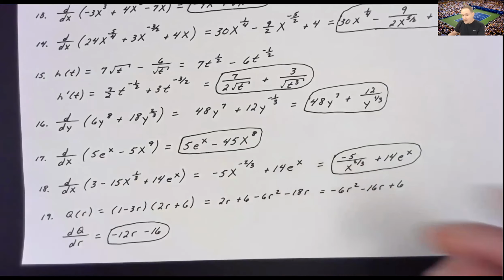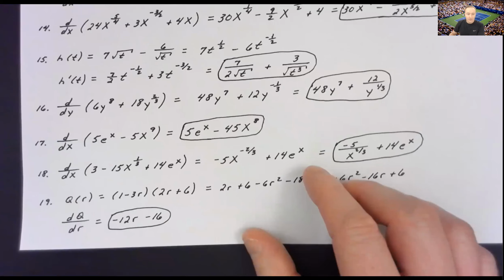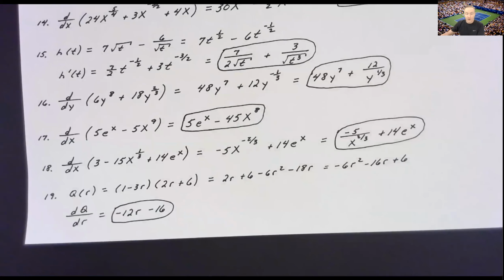Now, does it matter if we're giving you functions q in terms of r and asking you to take the derivative? No. But what does matter in number 19 that makes it tricky is that we don't know how to handle the derivative of a product just yet. That's actually the next section. We'll talk about the product rule. For us at this point, we only know how to take the derivative of terms when they're not being multiplied, divided, or raised to a power outside of the group or anything like that.